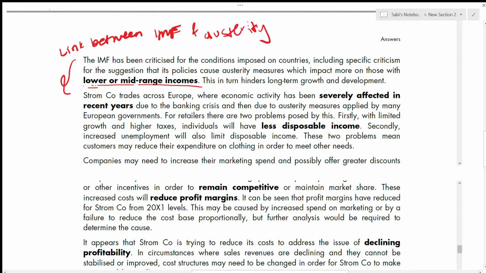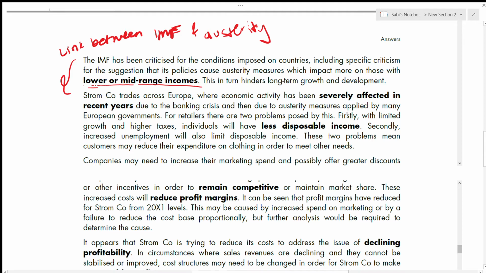Okay, now let's go to the second paragraph. In the second paragraph, they're talking about austerity measures, right? Strom company trades across Europe, where economic activity has been severely affected in recent years due to the banking crisis and then due to austerity measures applied by many European governments. So many governments have tried to apply this measure. This they have taken from the case study, because they have told that because of that crisis, most of the economic countries have been affected. So for retailers, there are two problems caused by this. What are those problems? Because they told how the austerity measures have a negative impact, you need to discuss the problems.